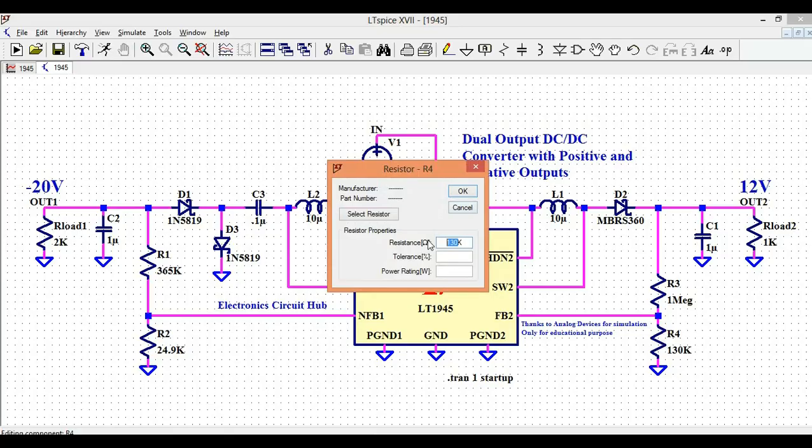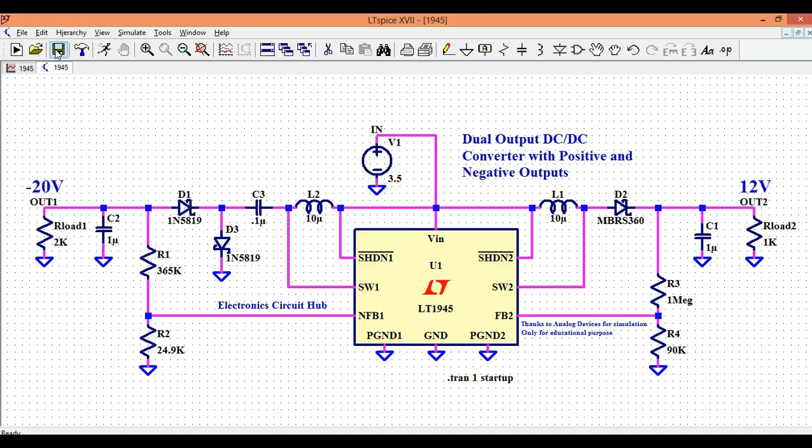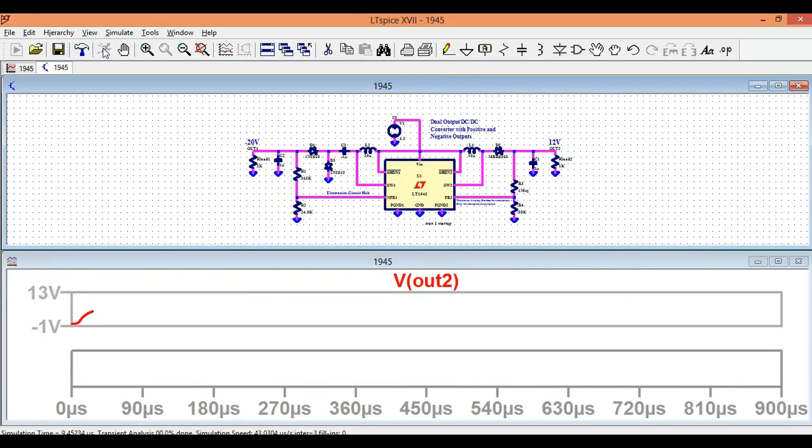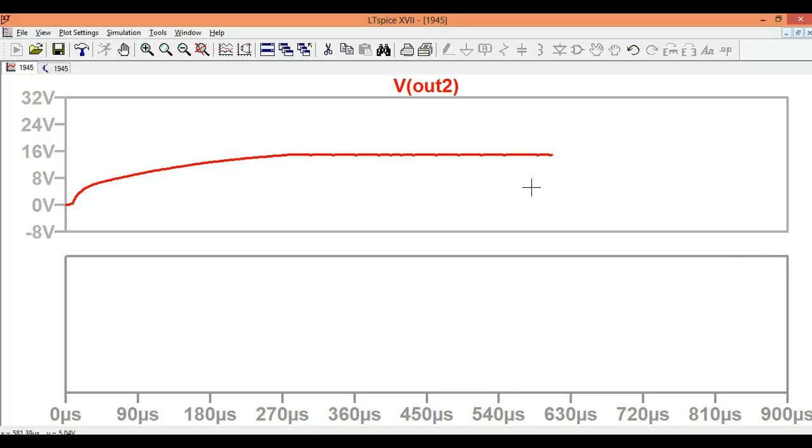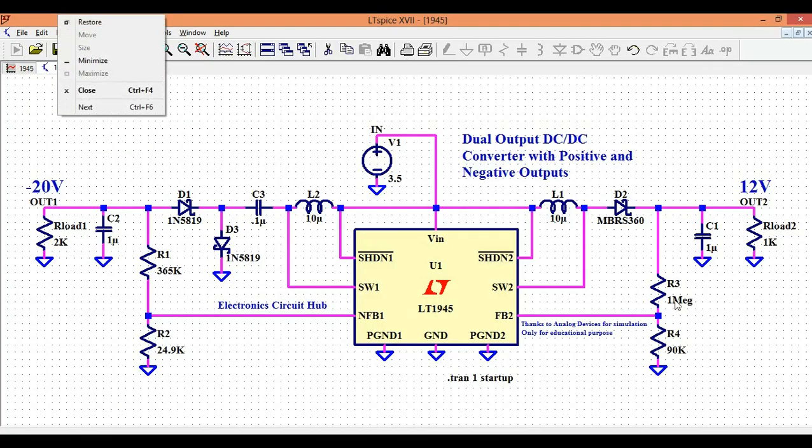And let's say I'm using 90k here. Let's see what is going to happen. If I use the 90k, just save it and run the simulation once again. And let's see what the output voltage looks like with the 90k. Okay, so with the 90k, what is my output voltage? I see a stable output voltage now. It's quite stable here, and I see 15 volt. Okay, with the 90k, I'm getting 15 volt.